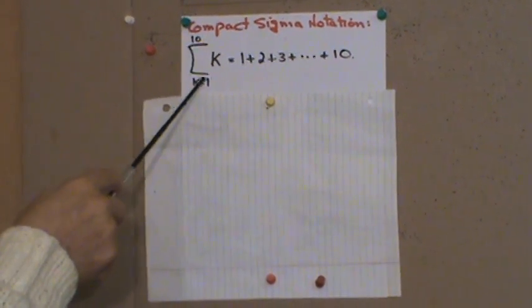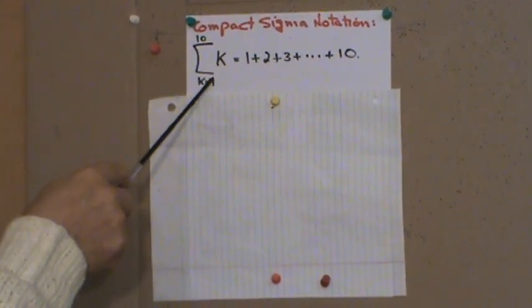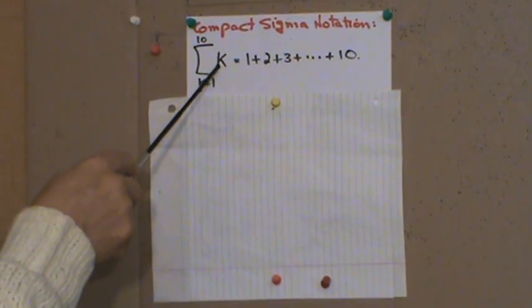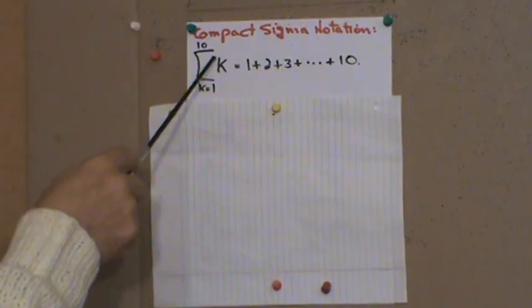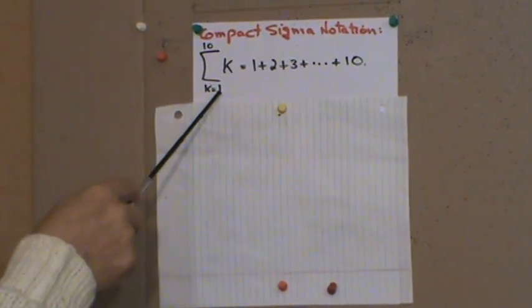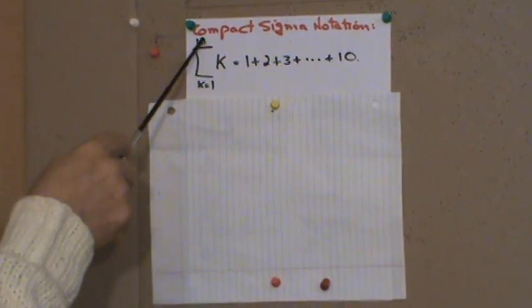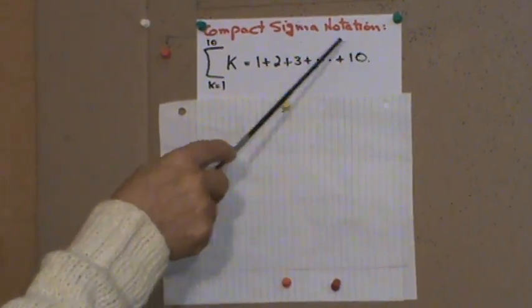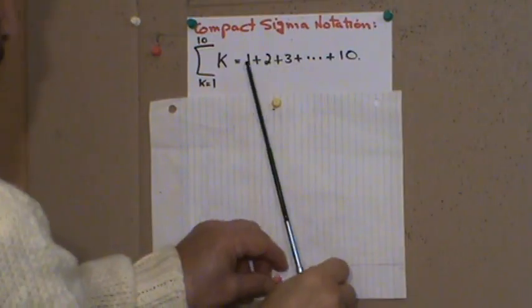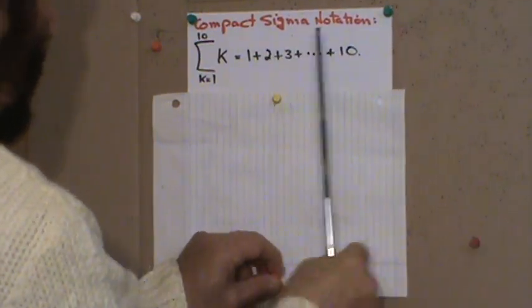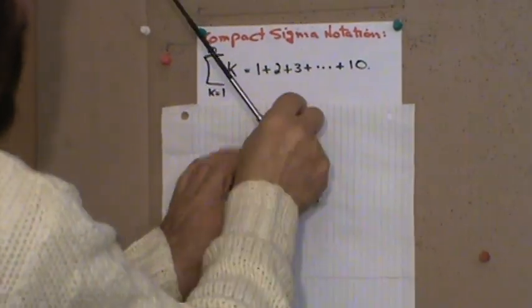So this notation indicates that you add 1, then the next one will be 2, the next one will be 3, the next one will be 4, and so on and so forth. It starts from 1 and ends at 10, so the last term is included. You follow me so far? Now, let me go to the second one.